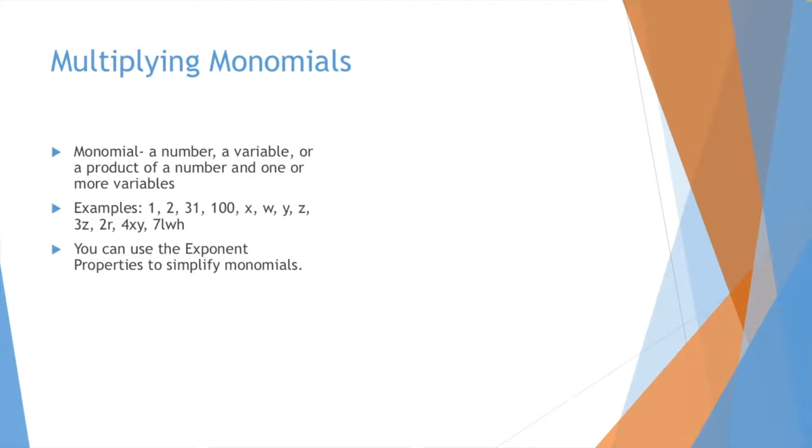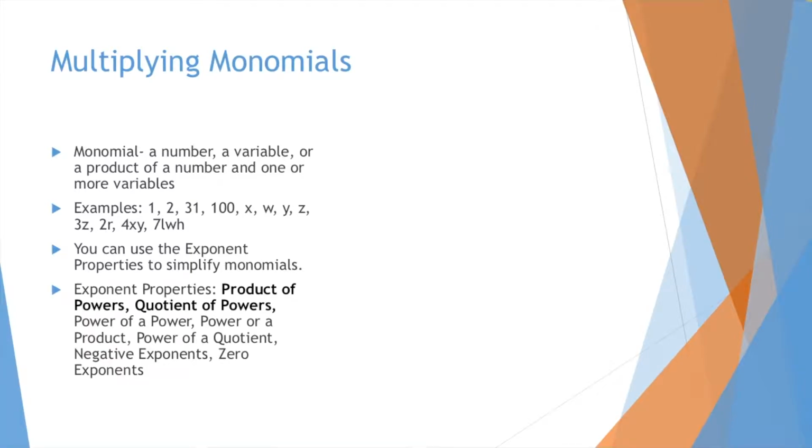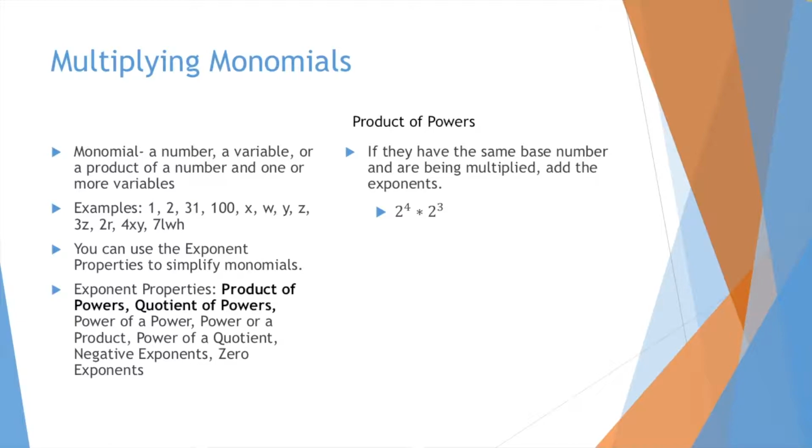We can use exponent properties to simplify monomials. The exponent properties we're going to be working with are listed here. The two we're going to focus on for this video are the product of powers and the quotient of powers. So let's start with the product of powers. The product of powers means exactly what it says, product. Product means multiplying. So we're taking two monomials and multiplying them together.